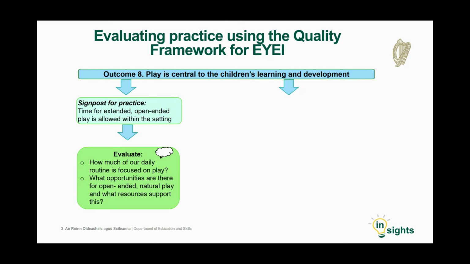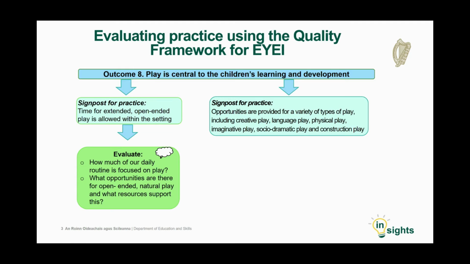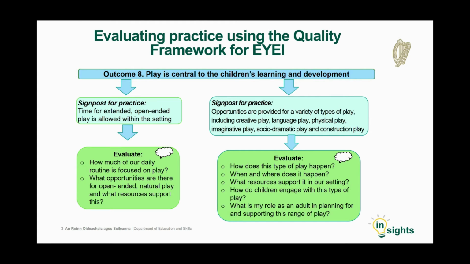The second signpost from Outcome 8 relates to the extent to which opportunities for a variety of types of play are provided. Here, it might be helpful to evaluate a specific type of play, for example, construction play. We can ask how, when and where it happens. Is construction play more likely to be initiated by the adult or the child? How does the learning environment indoors and outdoors and the resources available support construction play? Are there aspects that could be improved?